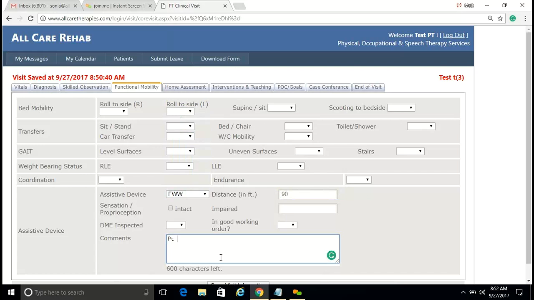Does the patient have cardiac issues? Does the patient get short of breath? Is it a COPD patient? Does the patient start getting unsteady after 40 feet of ambulation, dizziness? All those things, if you're documenting them, help us to justify continuation of care.